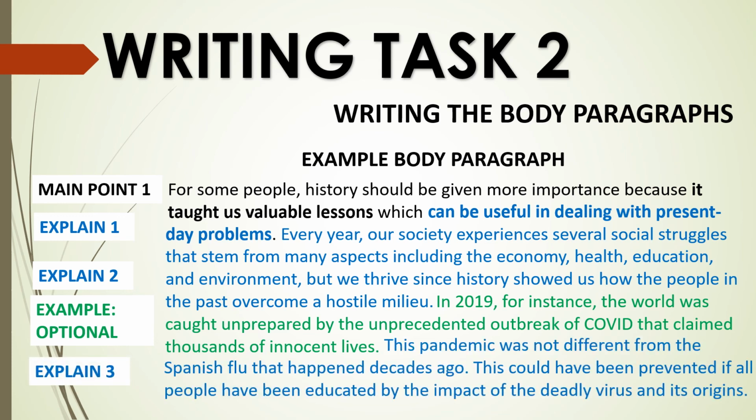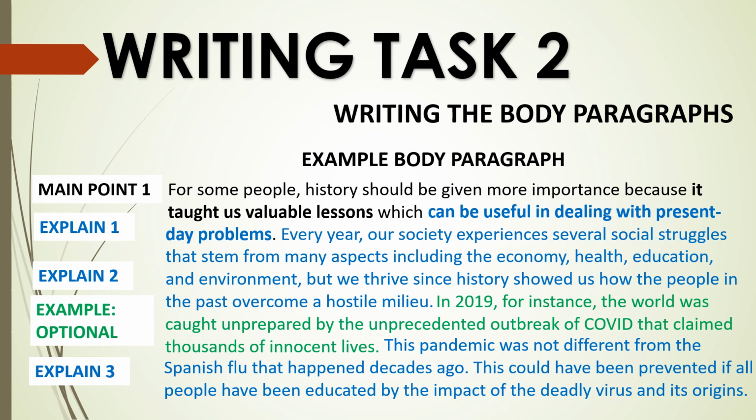And there's another explain 3. So this pandemic was not different from the Spanish flu that happened decades ago. This could have been prevented if all people had been educated about the impact of the deadly virus and its origins. Okay, so clear. Now in our body paragraph 1, we don't need to write 3 main points. Okay, 1 main point is enough. We don't need to write even 2 main points unless the question asks us to give more.